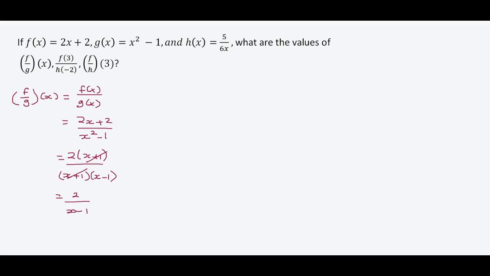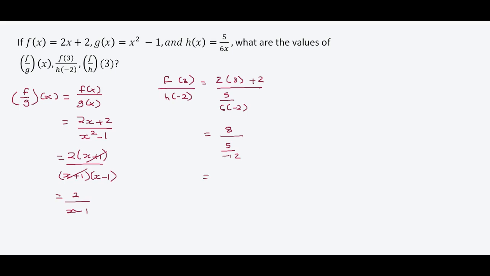Now we have f of 3 divided by h of negative 2. So f of 3 is 2 multiplied by 3 plus 2, and h of negative 2 is 5 divided by 6 times negative 2. So 2 times 3, that's 6 plus 2. We have 8 over 5 over negative 12.